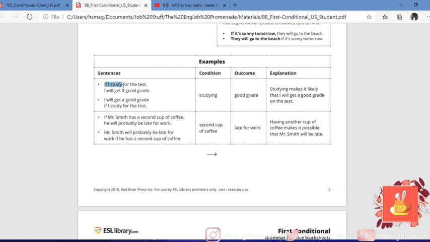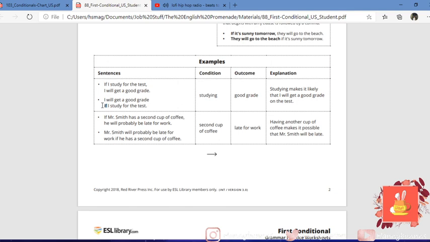So notice here, you're saying the cause. If I do this, then this will be the effect. If I study for the test is the cause, I will get a good grade is the effect or the result. But if you start with the result first, then "if" will be in the second part.